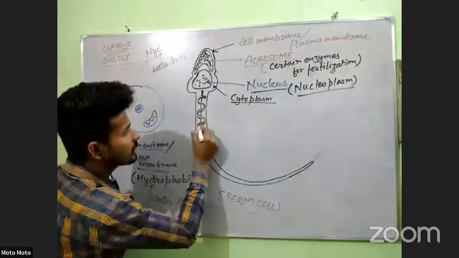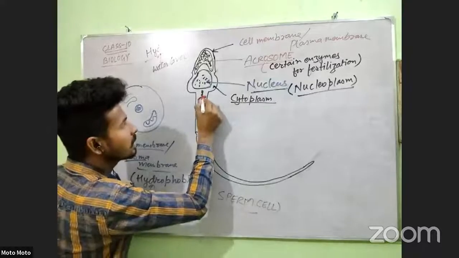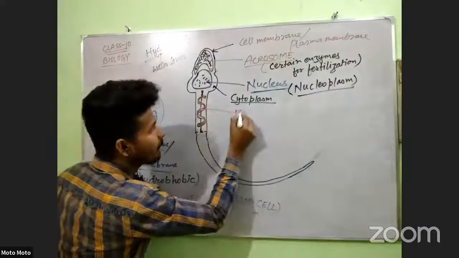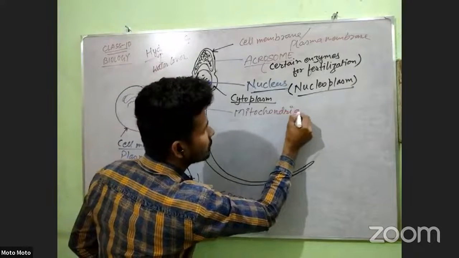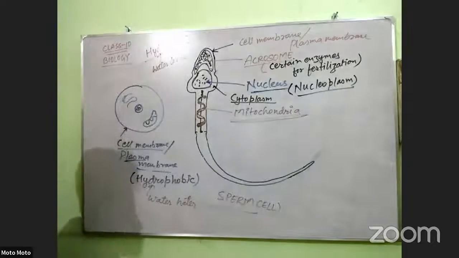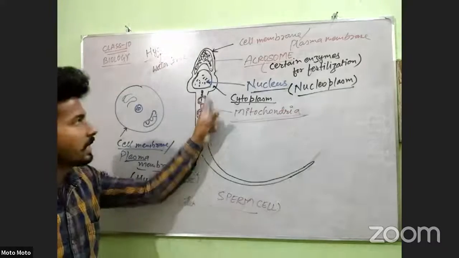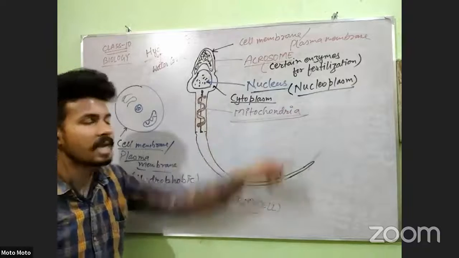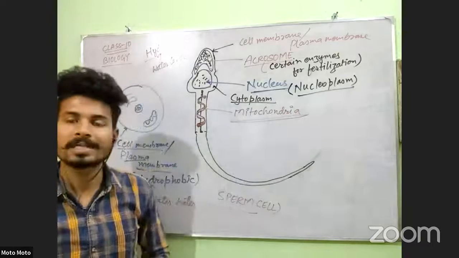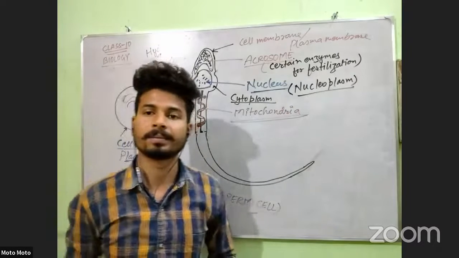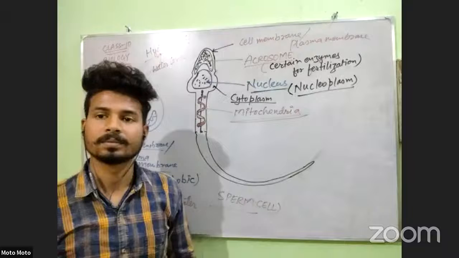Okay, now you can see here that this is some structure. Is it visible to you? This structure is nothing but the mitochondria of the sperm cell. And what is the function of mitochondria? What is the other name given to the mitochondria? Anyone? The powerhouse of the cell. Yes, this is named as powerhouse of the cell.